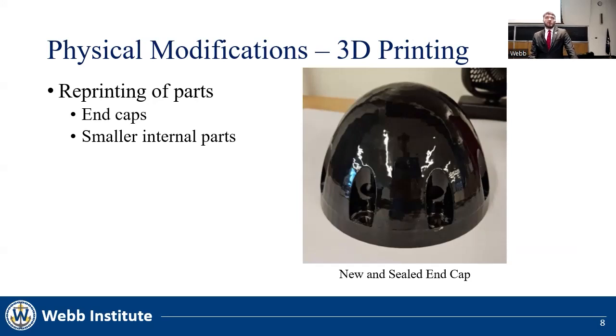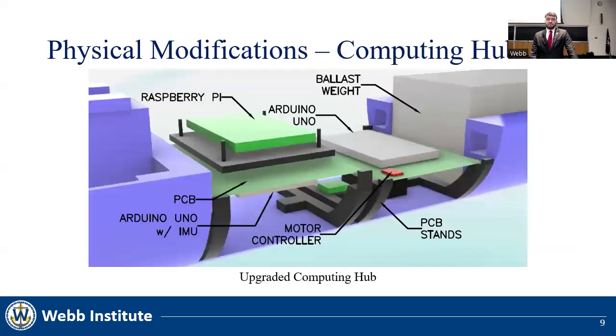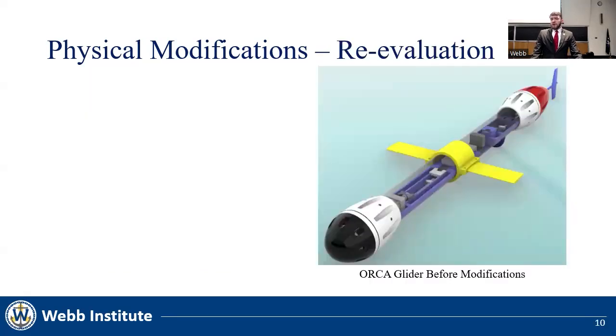Additionally, smaller internal parts were printed to accommodate the increased needs of our thesis. The new internal parts were used in the computing hub seen in the figure. A Raspberry Pi and Arduino were added to increase the computing power of the glider, and an inertial measurement unit was added to gather the glider orientation data. Following the physical modifications, the glider got a new look.